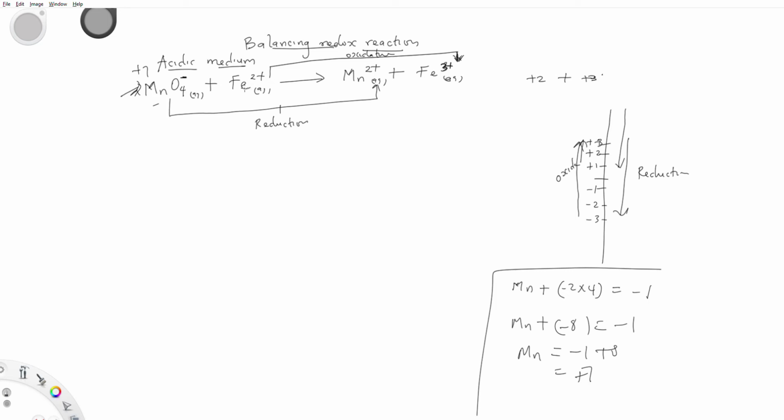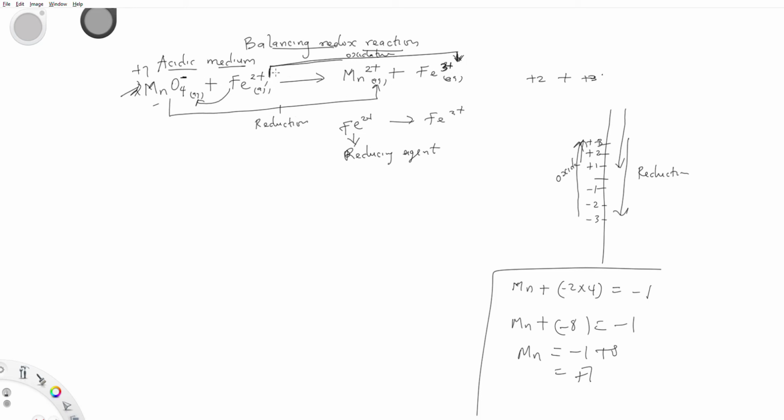Firstly, Fe2 plus is being oxidized to Fe3 plus. So Fe2 plus goes to Fe3 plus. It is being oxidized. That means it is the reducing agent, because it is this one that reduces. Fe2 plus is the one that reduces MnO4 minus by losing one electron to it, and itself being oxidized.